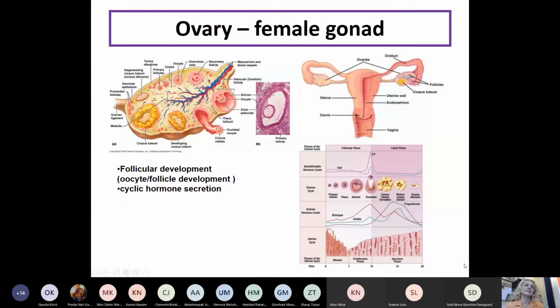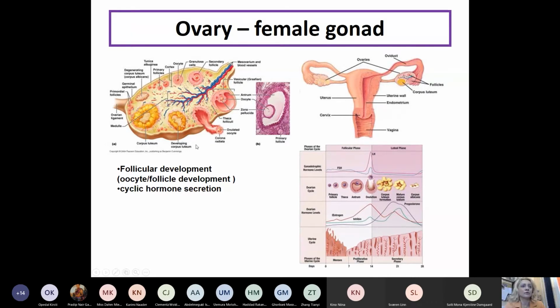Good morning, and I will give the lectures on the female gonads. So the first one is on the ovary and uterine tube. The ovary is a complicated slide and a complicated topic. Here we will talk about follicular development.